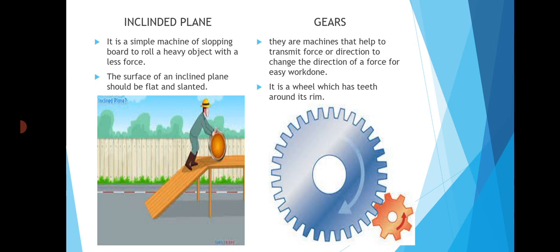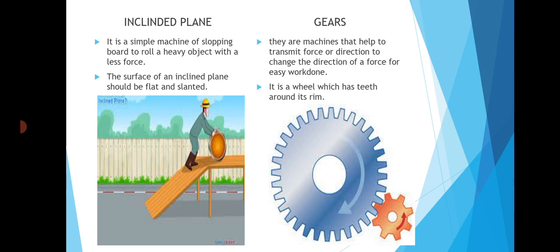The surface of an inclined plane should be flat and slanted. So when we come to Ghana, you realize that we have these cars or vehicles that at all time distribute these alcoholic beverages, the Kasapreko, the Alomo, and all that stuff. You realize that when they get to the place where they need to dispense or deliver these alcoholic beverages, their cars have a metallic slope.